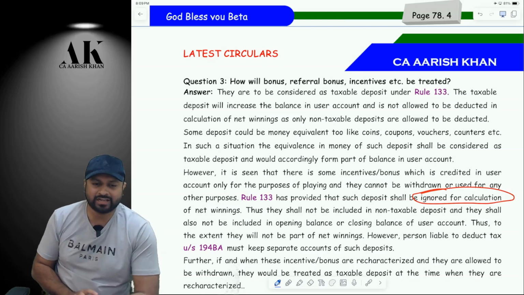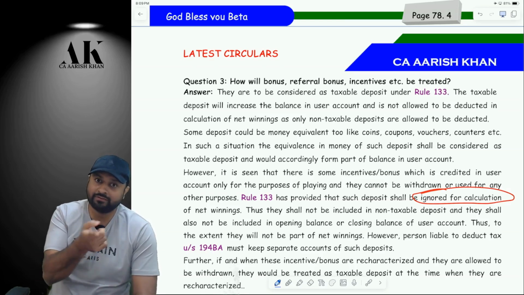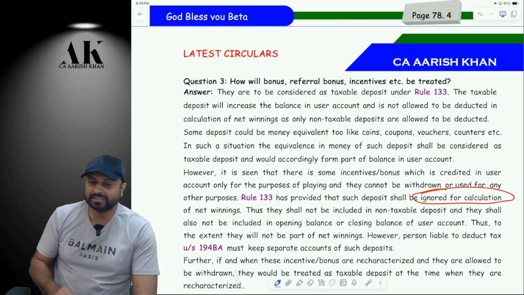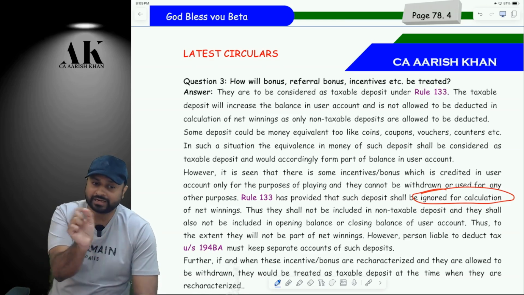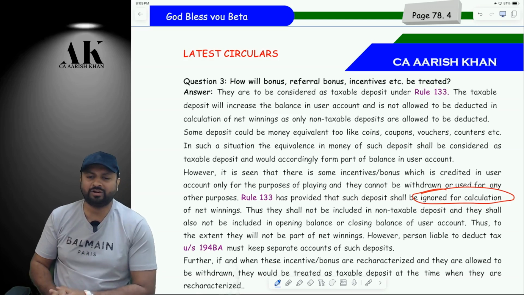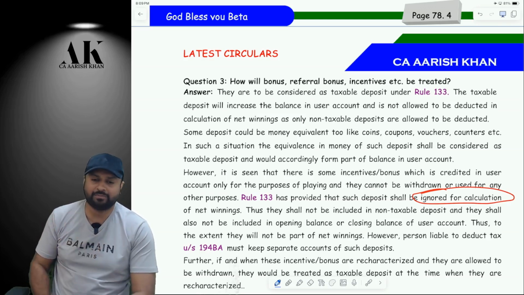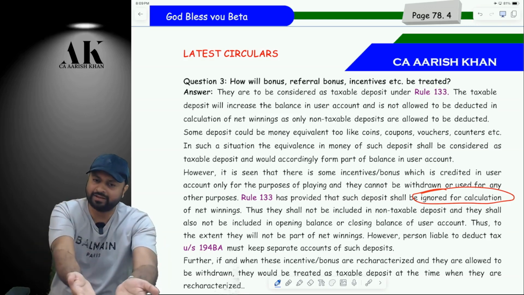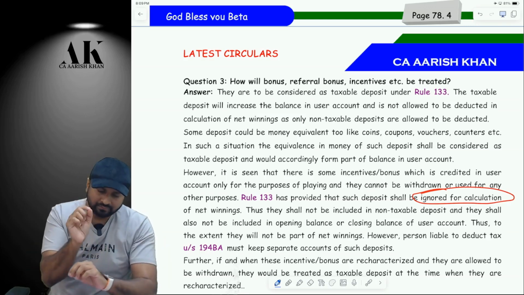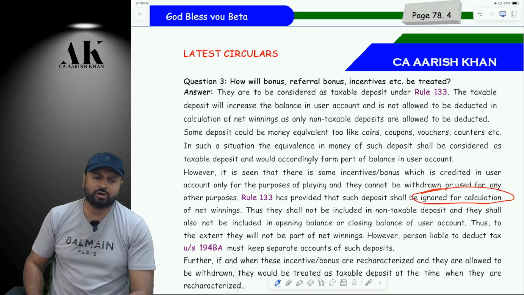Think logically and tell me. If it is a taxable deposit, then whenever I withdraw, I have to pay tax. If it is a non-taxable deposit, whenever I withdraw, I can reduce that from it. Are you clear or not? You have to be very clear with taxable and non-taxable deposit. I took a loan, put that in the Dream 11 account. Whenever I withdraw, will I be allowed to reduce or not?